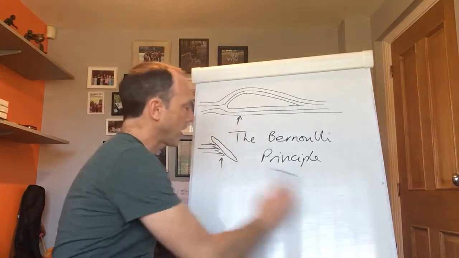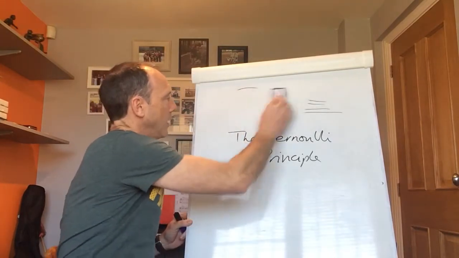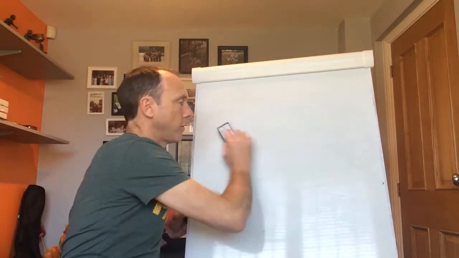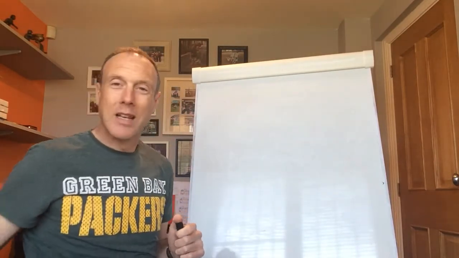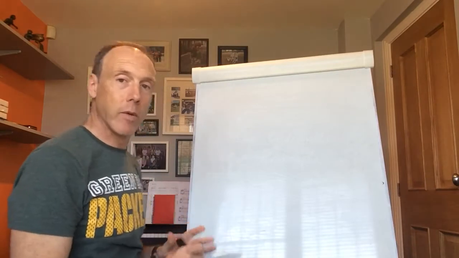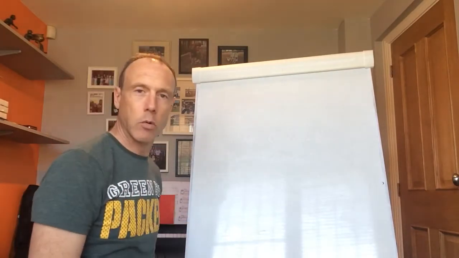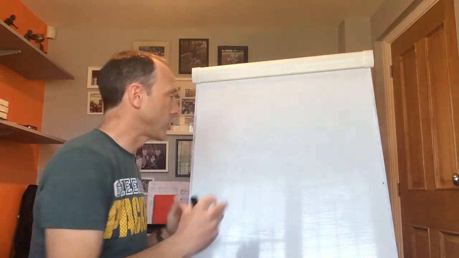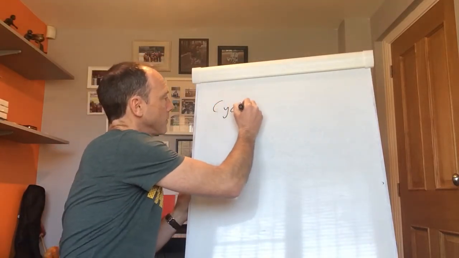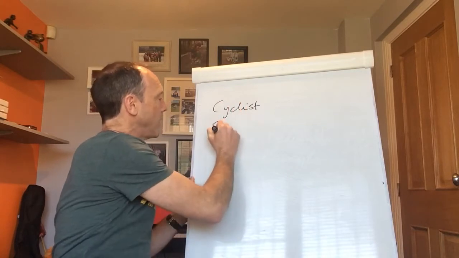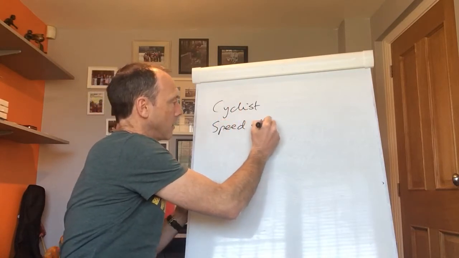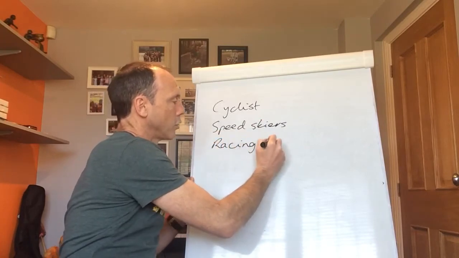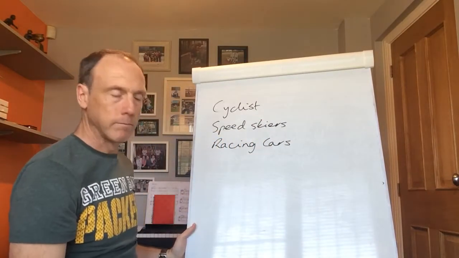But what's important to recognise is that lift force doesn't just act in one direction. I'm just going to rub this off if you don't mind. We've talked about the word lift force, but actually lift force can act the other way. In particular, the example wants you to have an understanding of how lift force can act in the opposite direction with cyclists, with speed skiers, and with racing cars. In particular, we're going to look at Formula One.